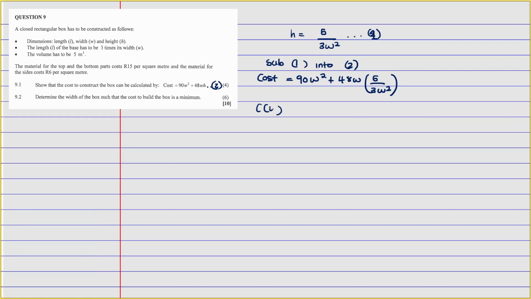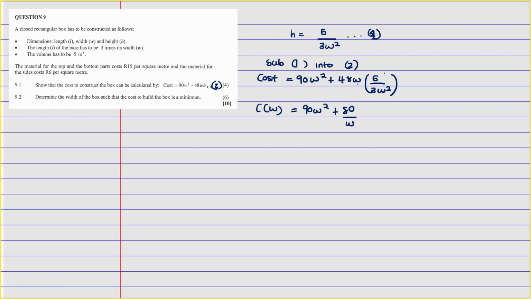Pen, so I'm going to say w. So this is going to be in terms of w, it's going to be equals to what? So now I'm going to simplify this. I'm going to have 90w squared, right? Then this is going to be what? It's going to be 48 multiplied by 5 divided by 3, which is going to give me 80. So this is going to be plus 80. Then w and w squared is going to give me just w. Remember exponential laws. Does it make sense?